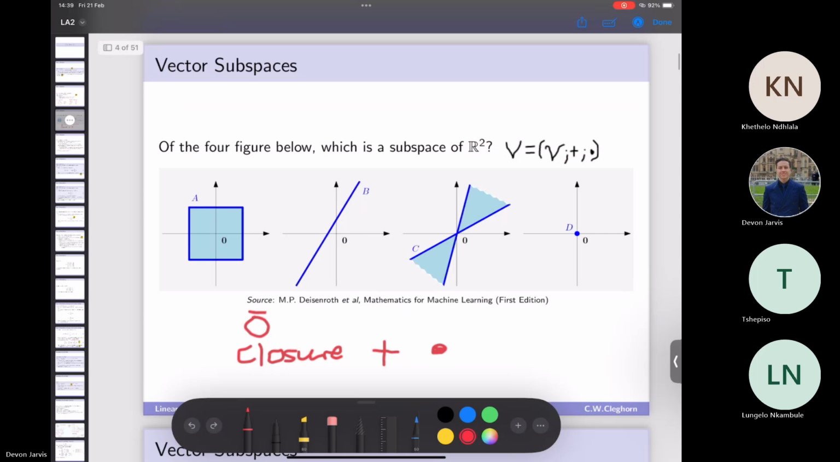So I've preempted the first one, but does anyone want to tell me whether or not B is a vector subspace? There's no 0. Mm-hmm. So it's not a vector subspace because there's no 0 element. How about C? Any ideas?